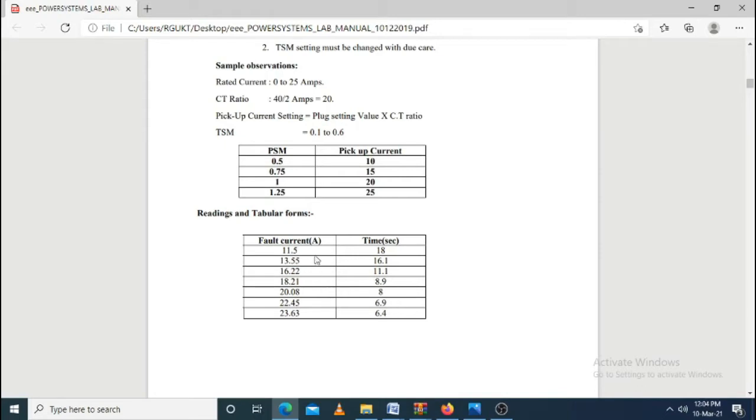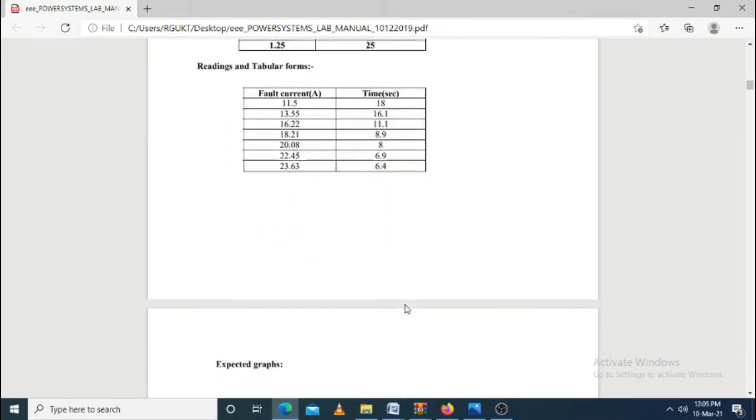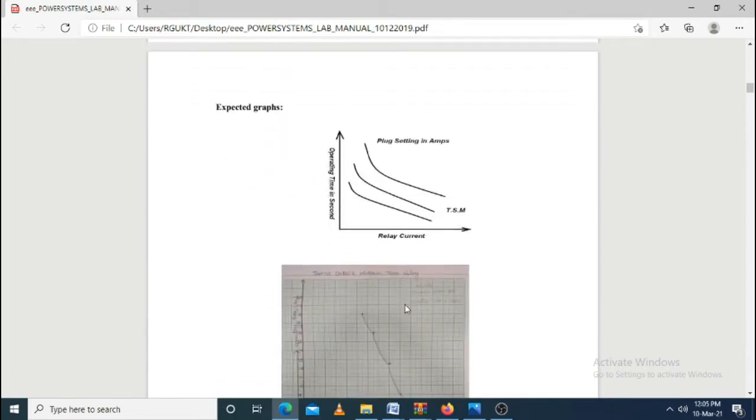Okay, you can see this calculation. At 11.52, the current increases gradually, but the time taken decreases. So the higher the current, the lower the time taken by the relay to operate. So that is the IDMT relay. Okay, so this is the sample calculation and the expected graph is this.